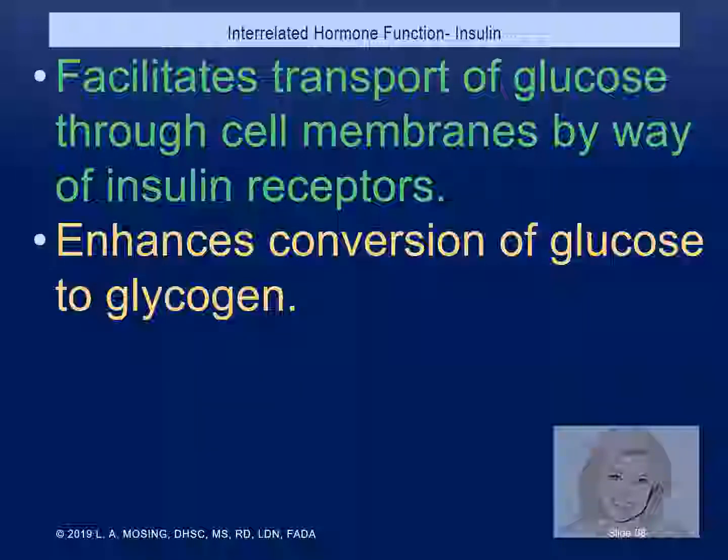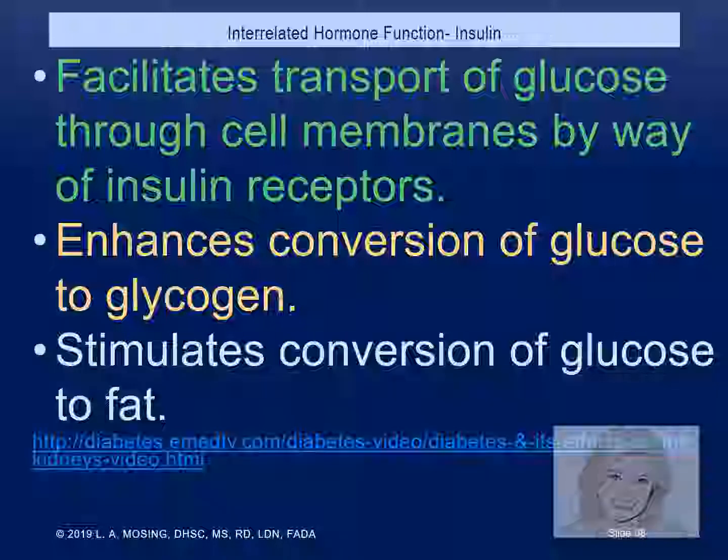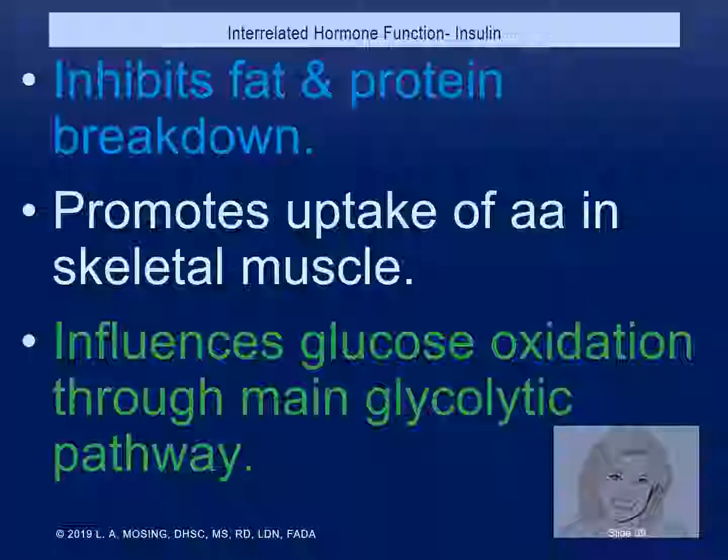So insulin, it's the one that you've learned the most about probably in your biology classes, but remember, it facilitates the transport of glucose through cell membranes by way of our insulin receptors. So it enhances the conversion of glucose to the storage form of glycogen. It also stimulates the conversion of glucose to fat. Again, video links of exactly how it works, and the videos really are very good.